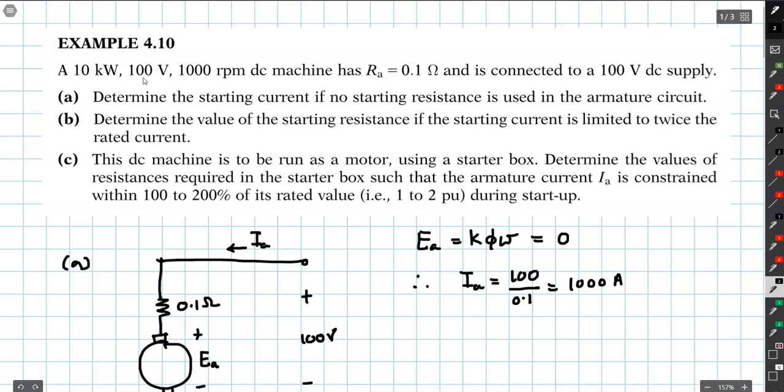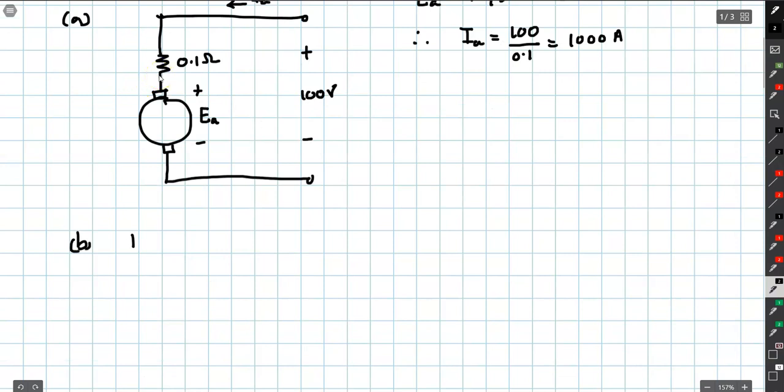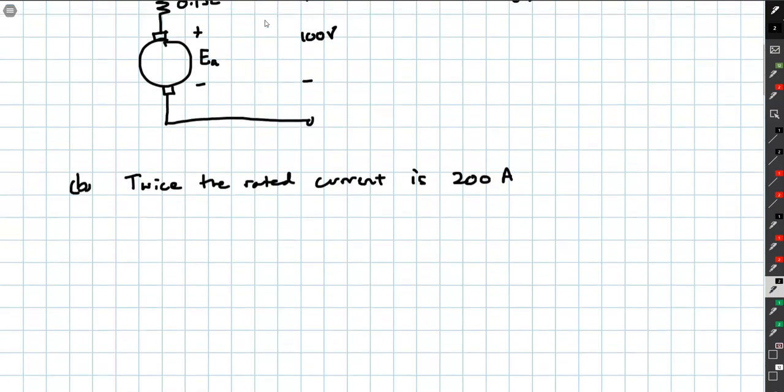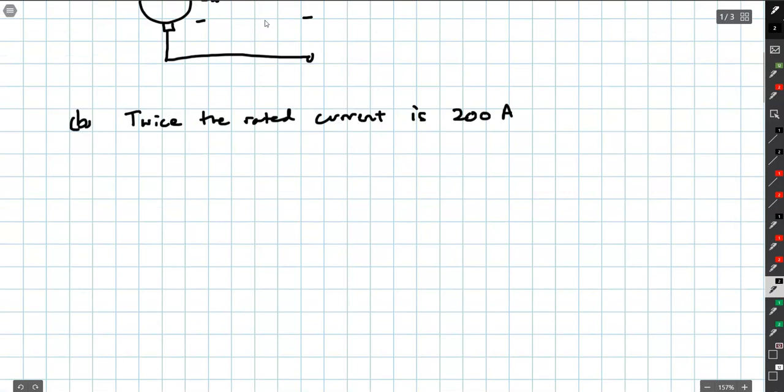Part B. Determine the value of the starting resistance if the starting current is limited to twice the rated current. So twice the rated current is 200 ampere, because the rated current is 100 ampere, which is 10,000 divided by 100. So we want the starting current to be limited to 200 ampere, with the starter resistance inserted in the armature circuit.